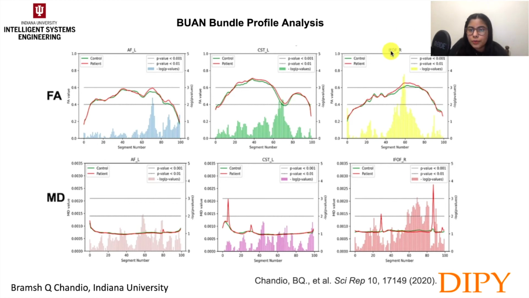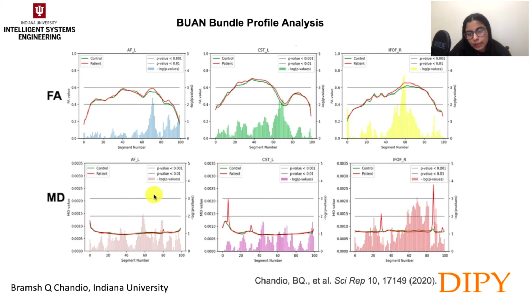And also in the FOF, we see around 60, actually. Here it was around 70, higher value of FA in patients as compared to controls.